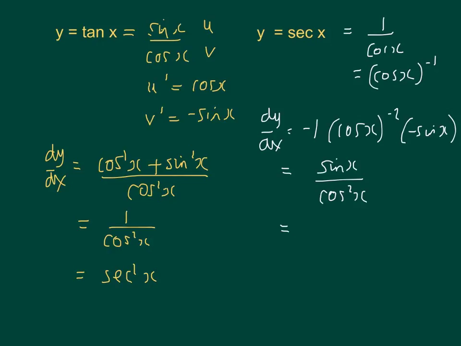Okay, now we could leave it like that. That would be an answer to the differential of sec x, but a neater way of writing it is to split it into two fractions. So if we write it as sin x over cos x multiplied by 1 over cos x, then we get the result tan x sec x, which is how it's most normally known. So differential of sec x is tan x sec x.